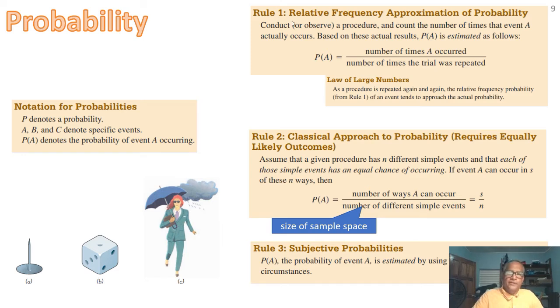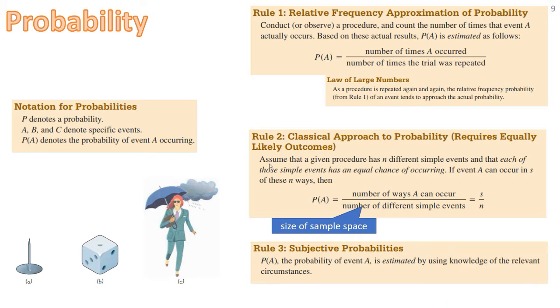Hi, this is where we left off in the last class, so let's pick up right where we left off. The probability of an event is a number between 0 and 1 that expresses the likelihood of that event occurring. And so we have looked at the notation for probabilities, which is what we have over here.